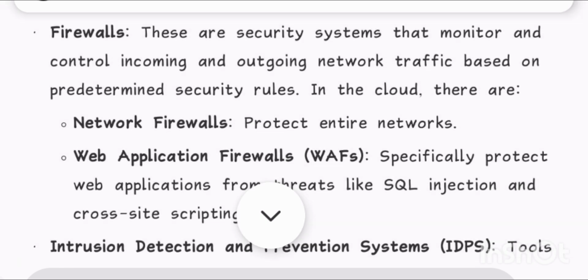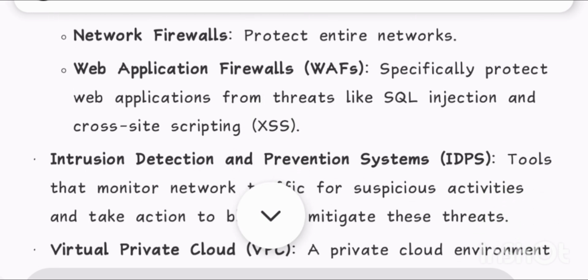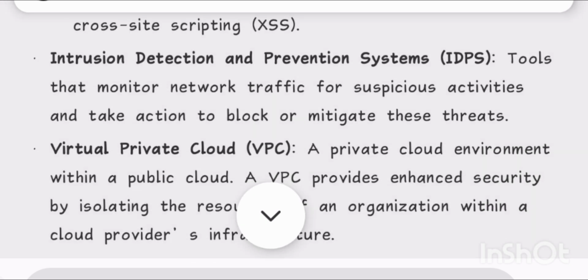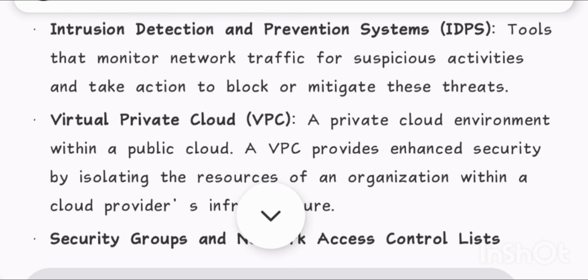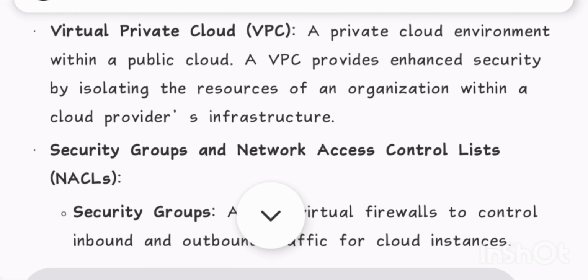Firewalls: these are security systems that monitor and control incoming and outgoing network traffic based on predetermined security rules. In the cloud, there are network firewalls, which protect entire networks. Web application firewalls, WAFs, specifically protect web applications from threats like SQL injection and cross-site scripting, XSS. Intrusion detection and prevention systems, IDPS: tools that monitor network traffic for suspicious activities and take action to block or mitigate these threats.